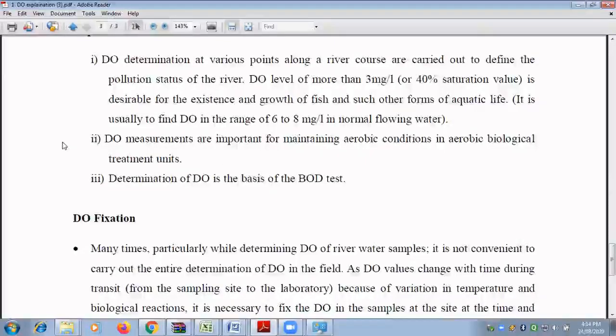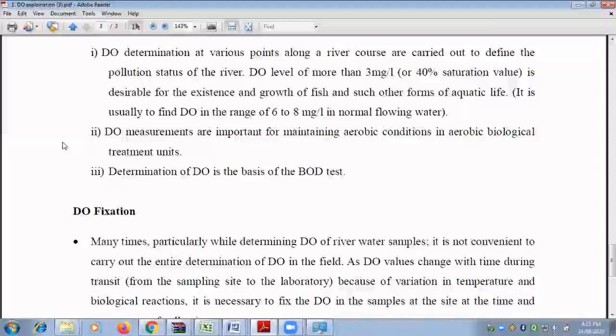So among the many treatment units that we are going to see in our sewage treatment plant, some of the units are aerobic. And an aerobic unit requires oxygen for all the reactions to take place. So with the help of DO determination, we can find out if enough oxygen is present or not, or if there is less oxygen, what can be done, and if there is more oxygen, what can be done. So further needful can be done, because with DO measurement we can find out whether DO is present or absent, and at what amount DO is present.